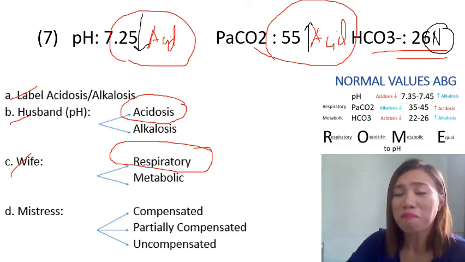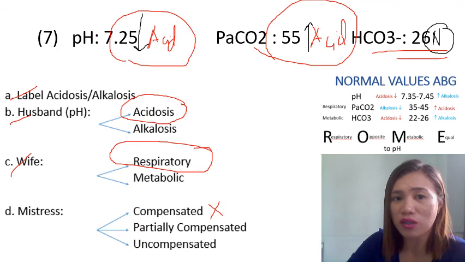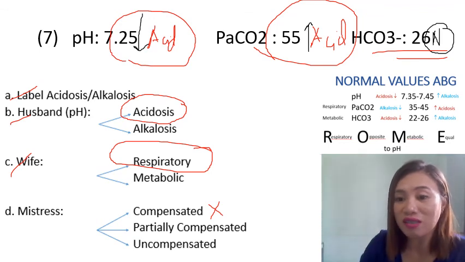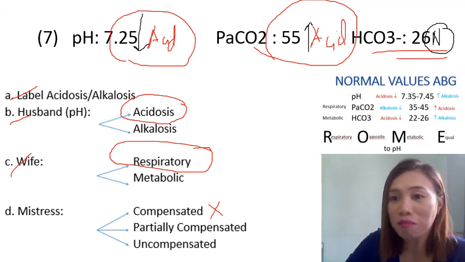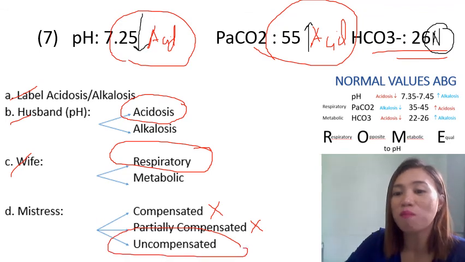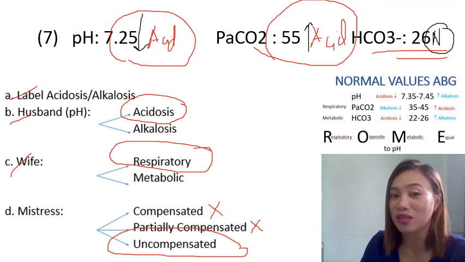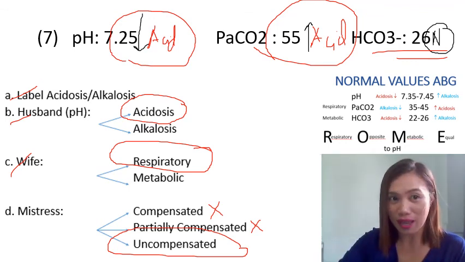Is your mistress doing something to help your pH, the husband, to get normal? So again, it can never be compensated because your pH is abnormal. Is it partially compensated? When do we say it's partially compensated? When the mistress is doing something. Is the mistress doing something? It's normal. So, not partially compensated. It is uncompensated. Therefore, this result is respiratory acidosis uncompensated.